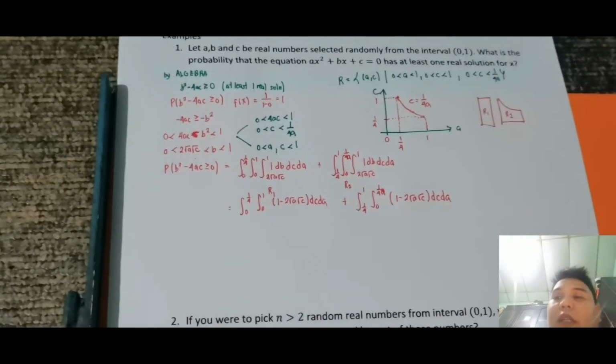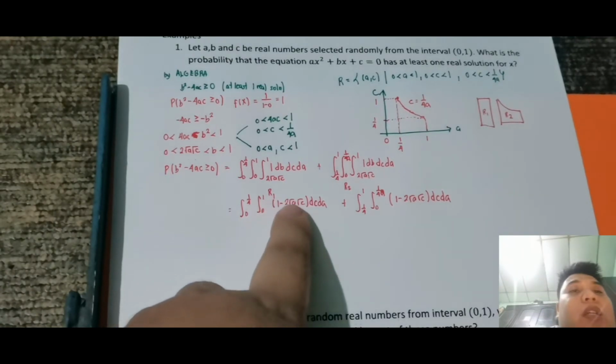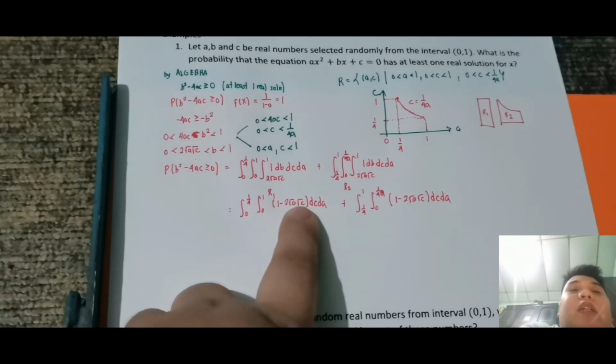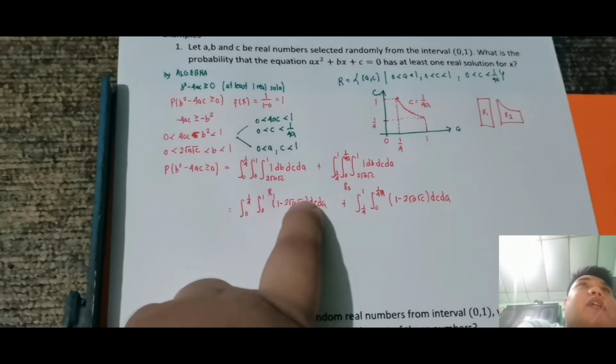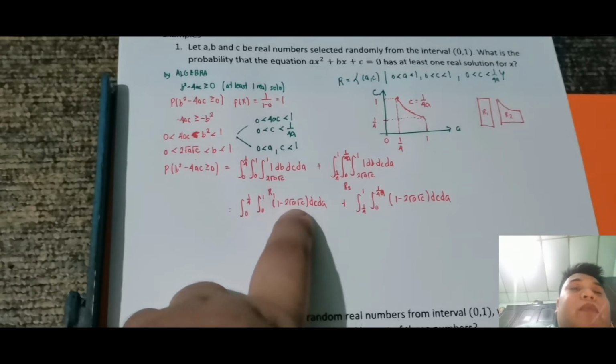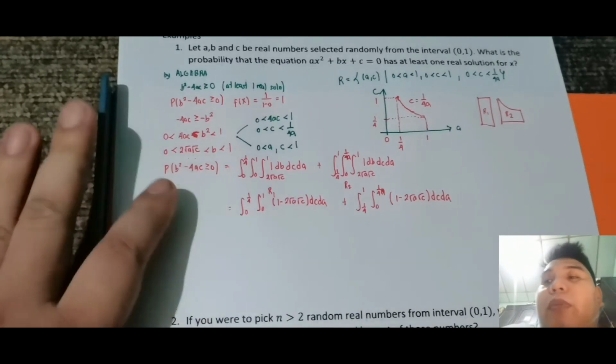Okay, so next is syempre i-integrate ulit natin siya with respect naman sa C. So paano natin siya i-integrate with respect sa C? So pag in-integrate with respect sa C, syempre ito magiging C na lang. Okay, so ito naman magiging something na integral ng square root of C o ng C raised to 1 half. Ang integral ng C raised to 1 half is C raised to 3 over 2 over 3 over 2 or simply 2 third. Again, ang integral ng square root of C is 2 third C raised to 3 over 2. So may 2 third. So 2 times 2 third, that is 4 over 3.